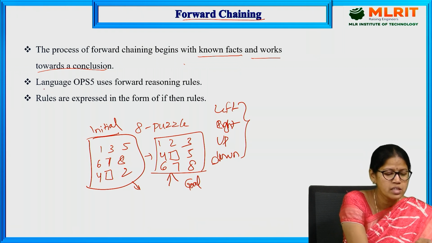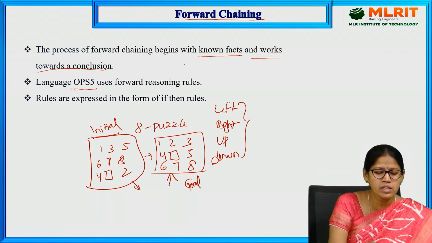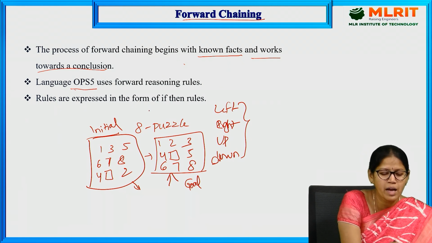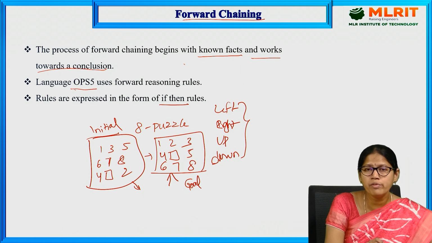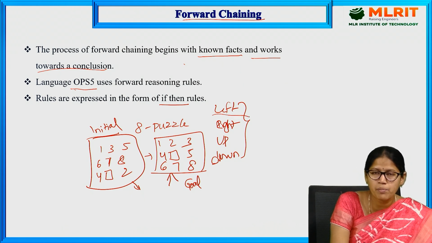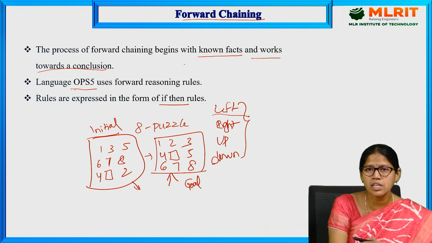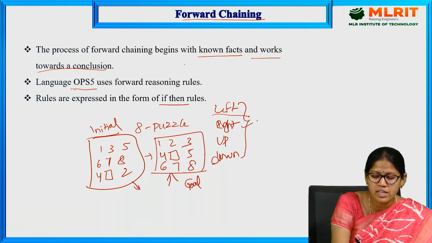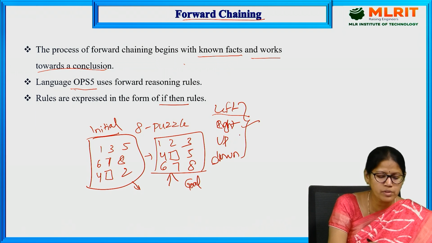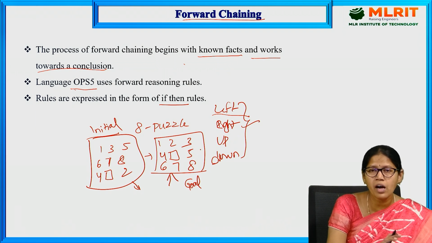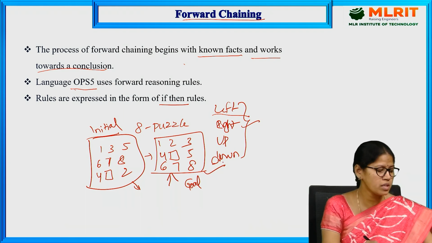Next, the language OPS5 uses forward chaining, and here the rules are applied in the form of if-then rules. First we'll apply left; if it leads to the conclusion, meaning the goal state, then it will explore that left side branch, otherwise it goes to the right side. Each and every time it will compare with the goal state, how many are misplaced, how many are in the exact position. In such a way it leads to the goal state.